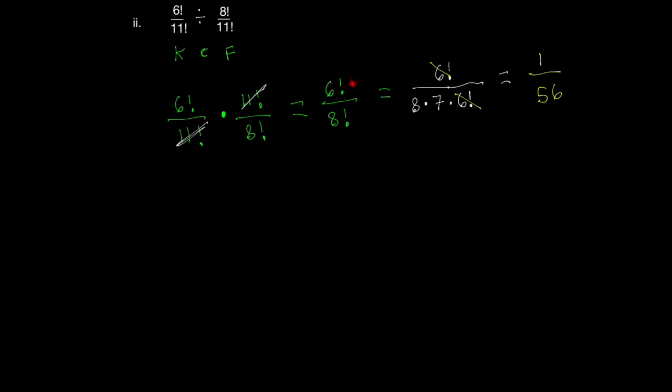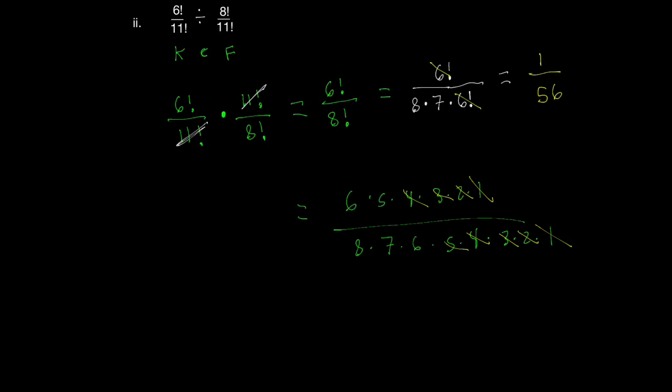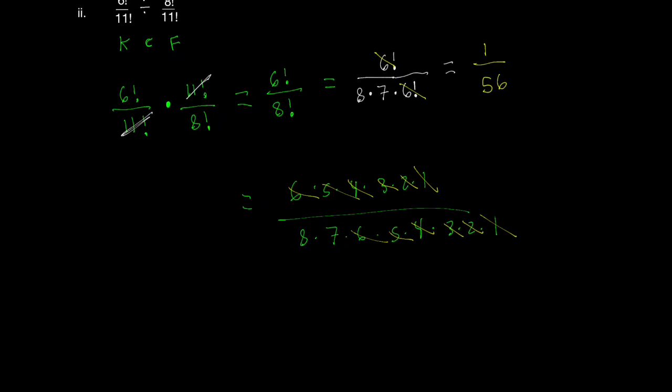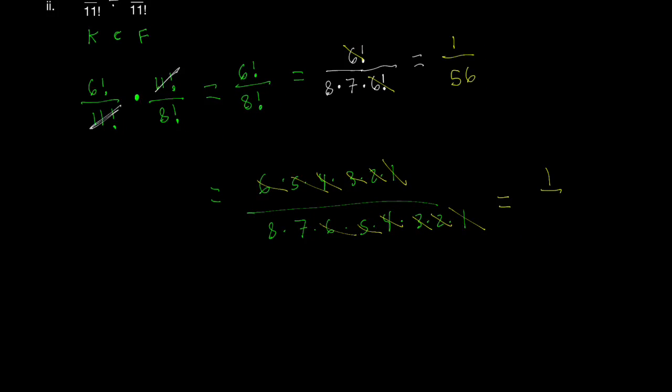Now obviously if this trick is still maybe a little bit confusing, just do it the standard way, expand everything. So 6 times 5 times 4 times 3 times 2 times 1, and then 8 times 7 times 6 times 5 times 4 times 3 times 2 times 1, and cancel everything that the numerator and denominator have in common. So these ones get canceled out, and you get the same result, 1 over 56.